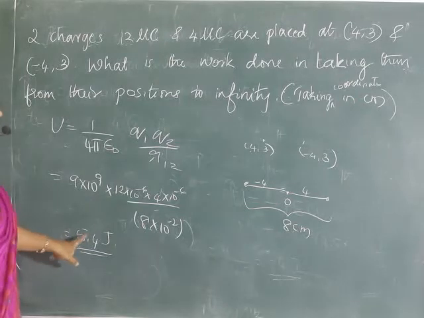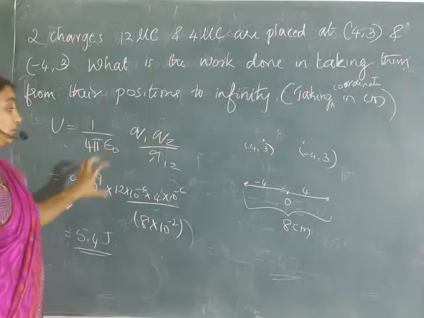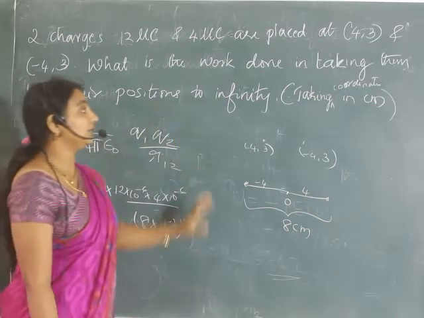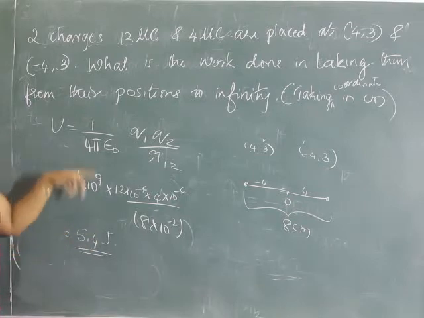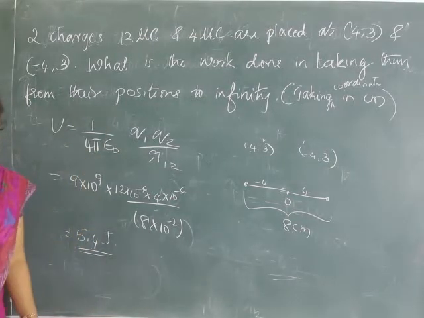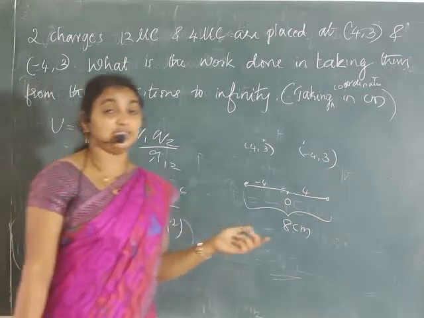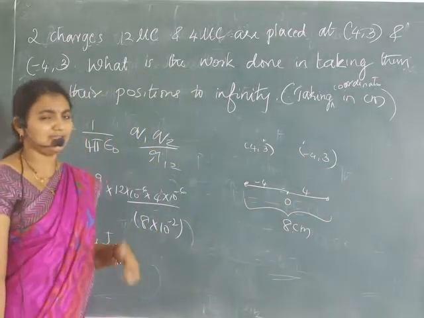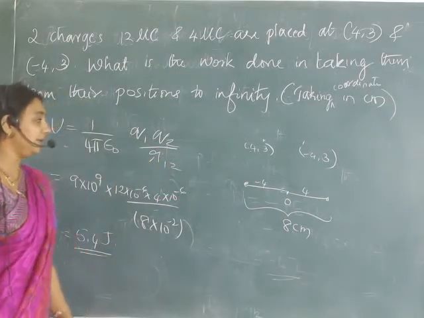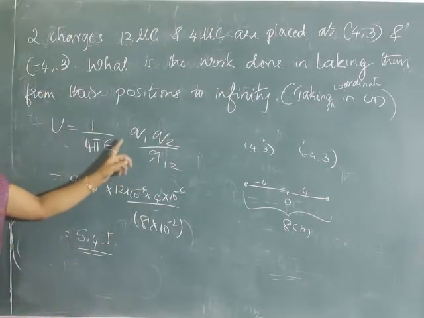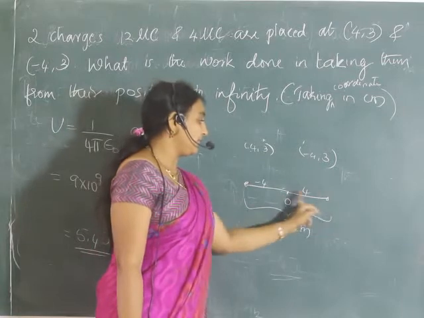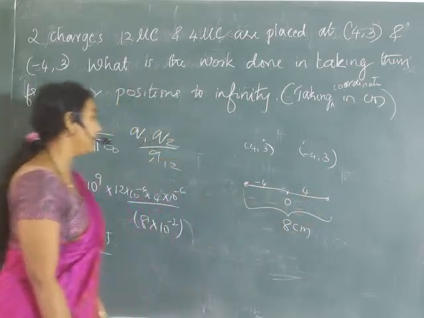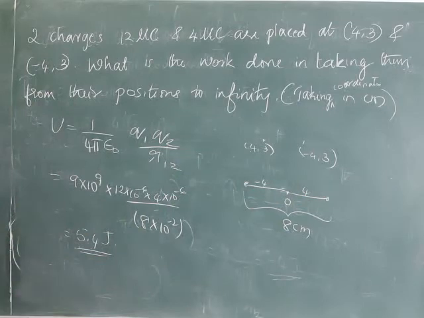This potential energy is nothing but stored potential energy, which is nothing but work done in taking them from their position to infinity. Earlier, while solving the derivations, we said work done is stored in the form of potential. So potential energy is nothing but work done. U is equal to 1 by 4 pi epsilon naught Q1 Q2 by R12. See, coordinates 4 and minus 4, from the center the distance is 8 centimeter. So take the distance, solve it. Understood? Simple and easy. Next problem.